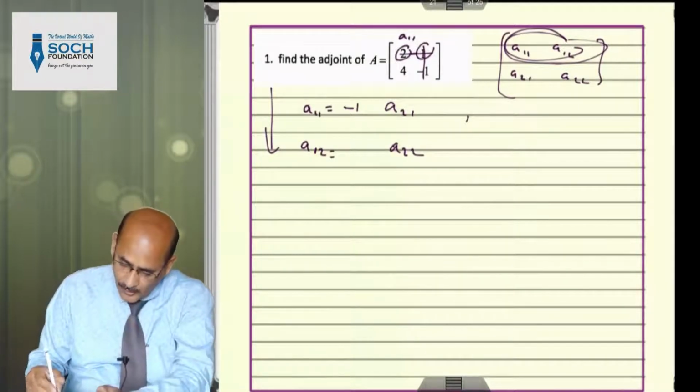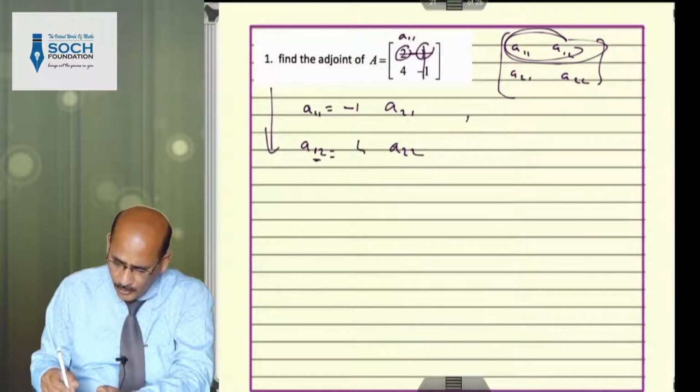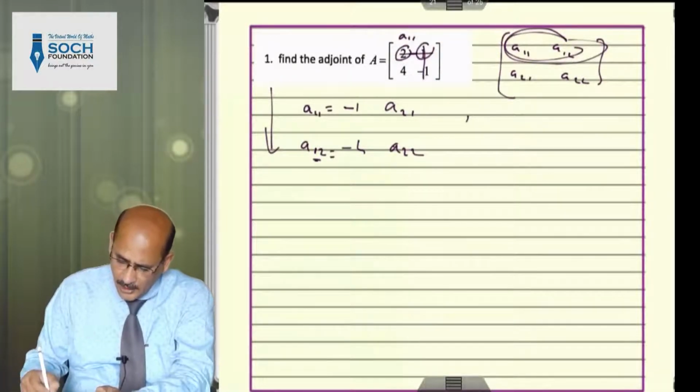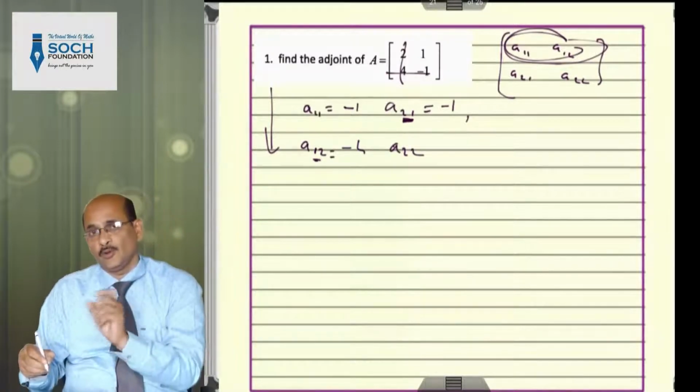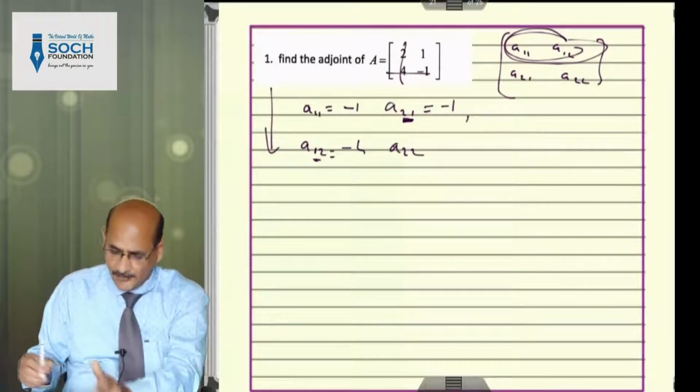A12 is 4, but remember 1, 2 is an odd position, so the sign is minus, so plus into minus is minus. A21 means 2, 1, which is this element over here, so leave the second row and the first column. The sign for 2, 1 will be minus, because if the indices add up to odd, it is minus, and if they add up to even, it is plus.